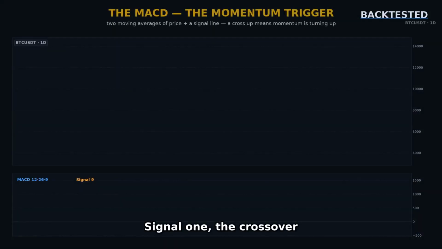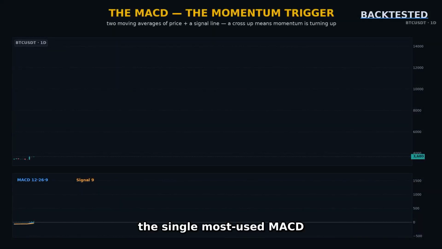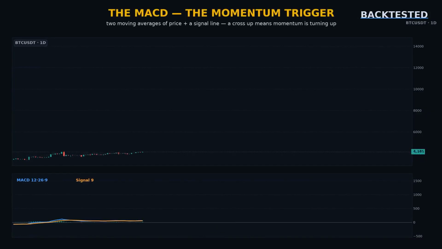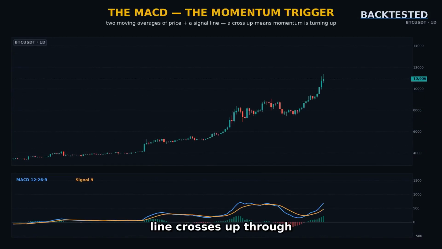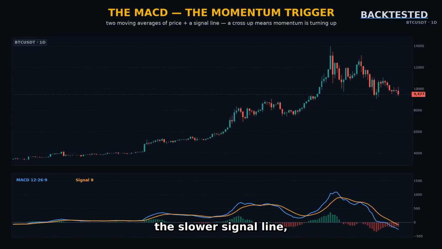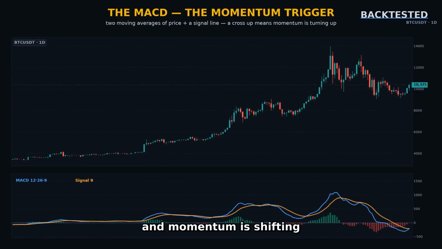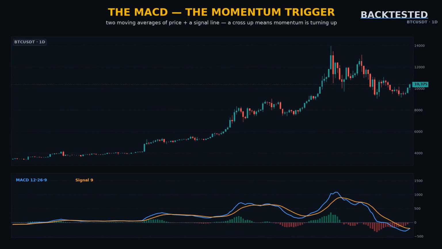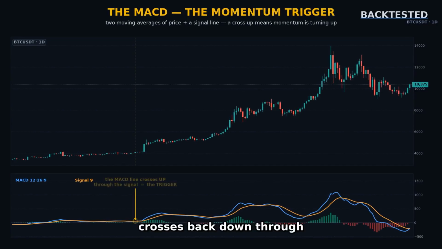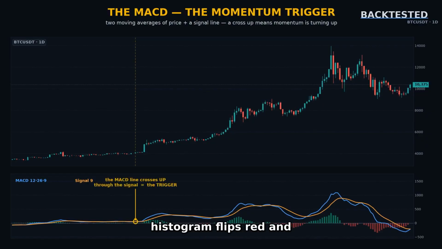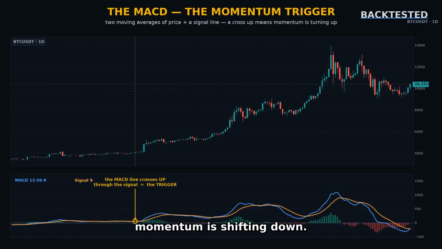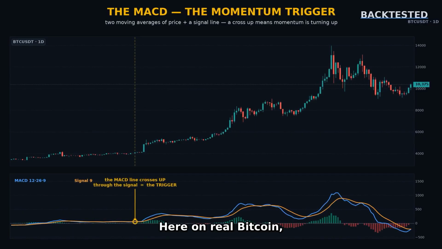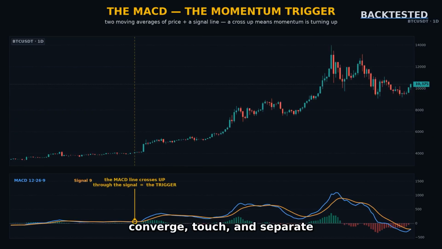Signal 1, the crossover, the single most used MACD read. When the faster MACD line crosses up through the slower signal line, the histogram flips green and momentum is shifting upward. When the MACD line crosses back down through the signal line, the histogram flips red and momentum is shifting down. That's it. Here on Real Bitcoin, watch the two lines converge, touch, and separate.